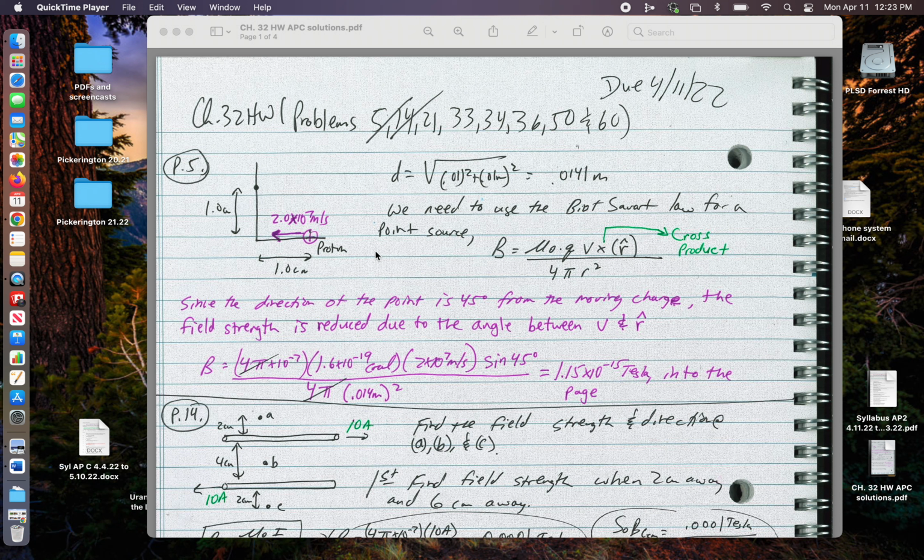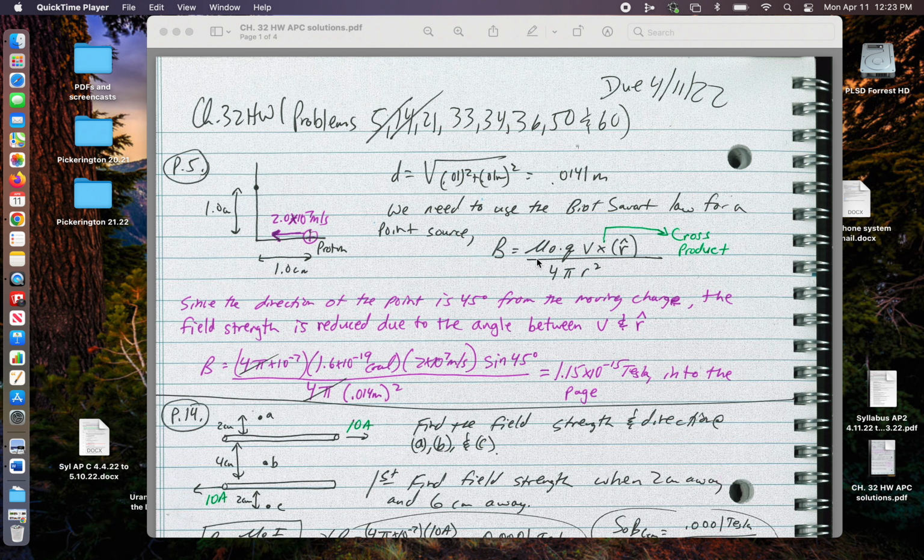These are the Chapter 32 problems. We went over them in class on the 11th, and I want to just make sure that if you weren't here or you want additional explanations, you can get them. So problem 5, we're using the point source of the Biot-Savart formula, which is a little annoying.